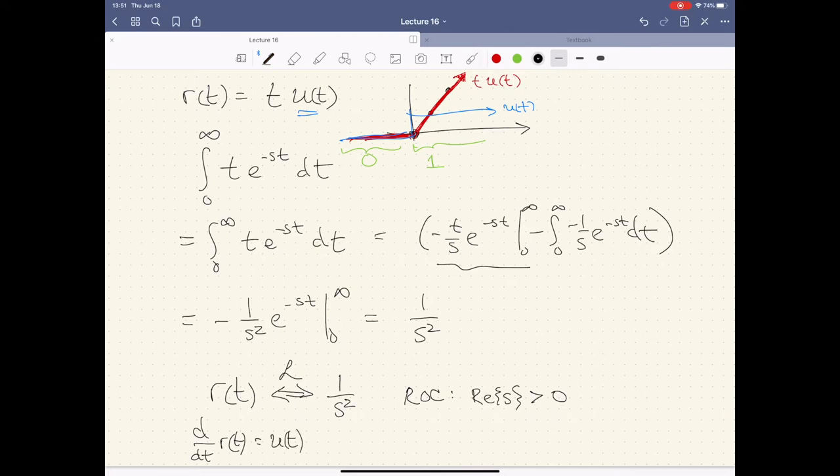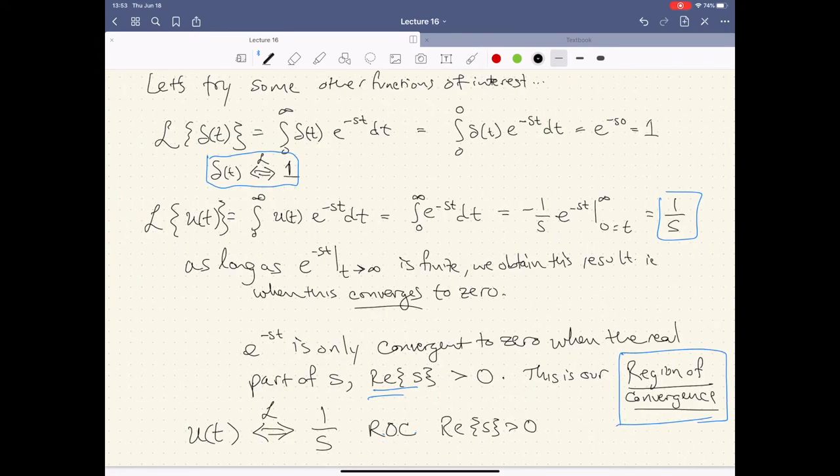Based on the differentiation rule I found before, if I take the Laplace transform of the derivative of something I'm aware of already, it's just s times the Laplace transform of that thing. So let's reassess this. The Laplace transform of the unit step function is equal to the Laplace transform of the derivative of r(t), because we just showed that u(t) is the derivative of our ramp function. Applying the rule from before, we get s times the Laplace transform of r(t). This is equal to s times 1 over s squared, which is just 1 over s, exactly what we found for u(t).